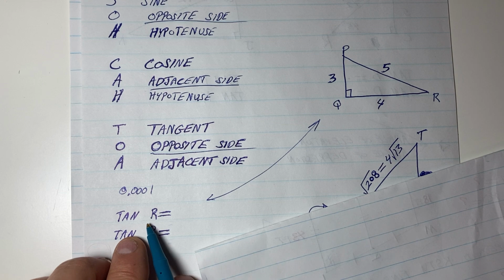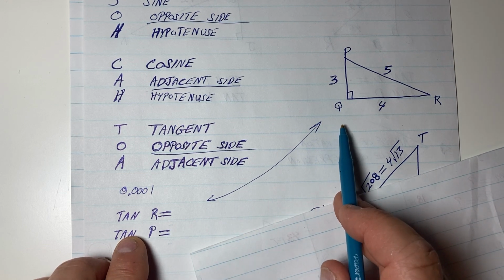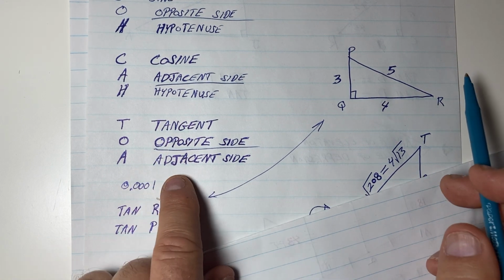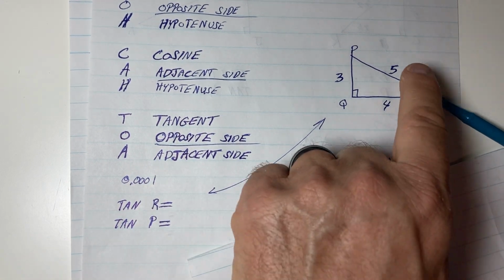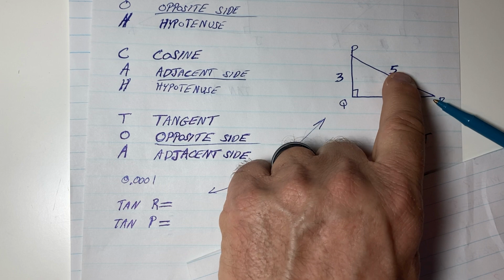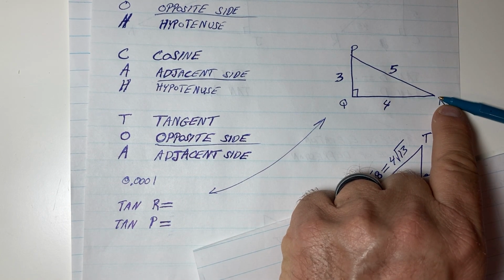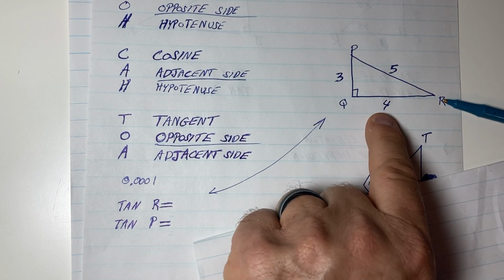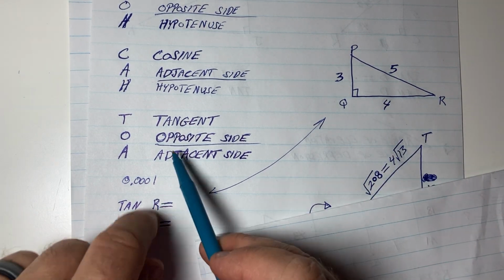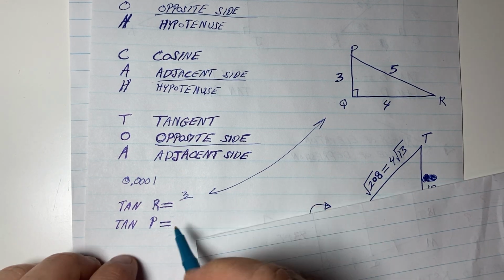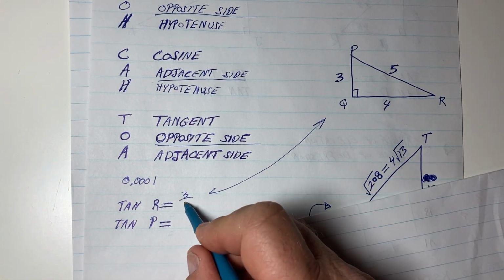So if we took tangent of R for that triangle, tangent is the opposite side divided by the adjacent side. Relative to R, that's hypotenuse. That side is opposite R, and that's adjacent. So tangent is defined as the opposite side, 3, divided by the adjacent side, 4.